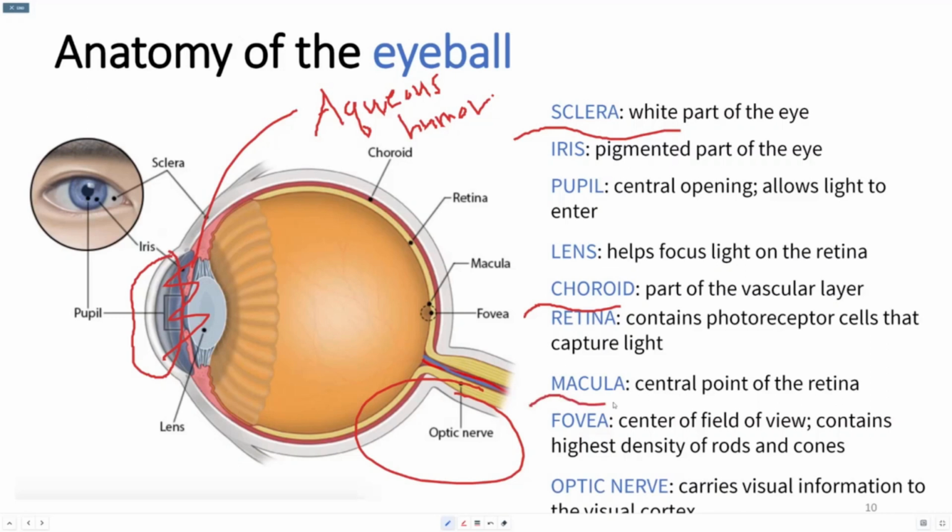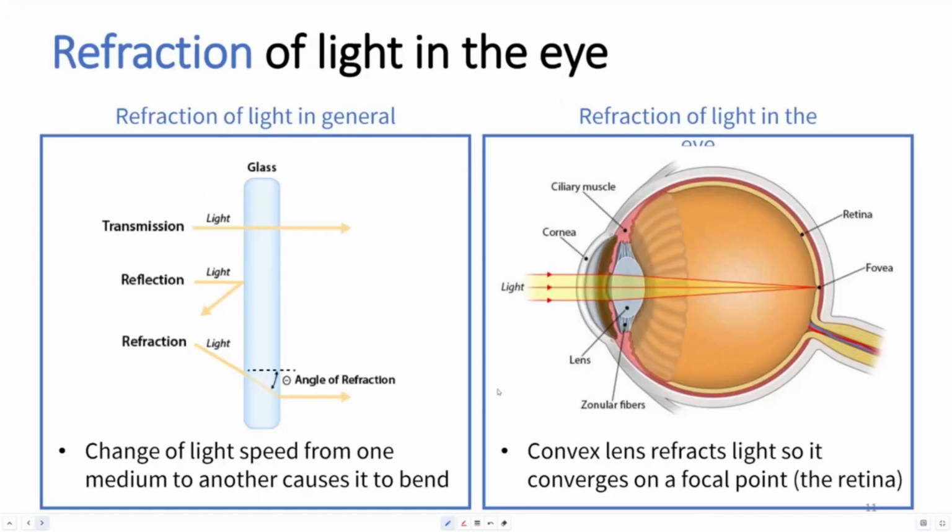The macula is the central point of the retina. The fovea is a center field of view that contains the highest amount of rods and cones, located right around the macula right here. Refraction of the light in the eye. The primary process of vision include the refraction and focusing of light on the retina, and then phototransduction and relaying the sensory input along the visual pathways.